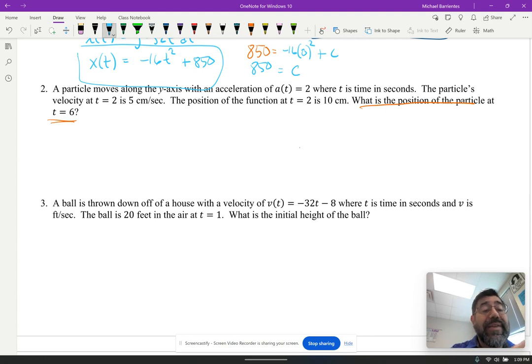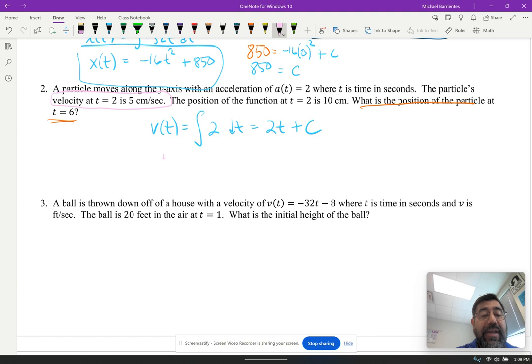But because I'm starting with acceleration, I need to find the antiderivative of acceleration, which is going to give us velocity. So velocity is going to be the antiderivative, or the integral, of acceleration, and that's going to be 2t plus c. However, I need to know what that c is. Luckily, they told me that the velocity at time 2 is 5. So the velocity is 5 at time 2. And that means c has to equal 1.